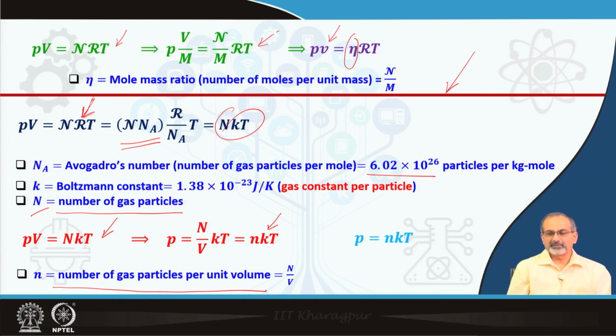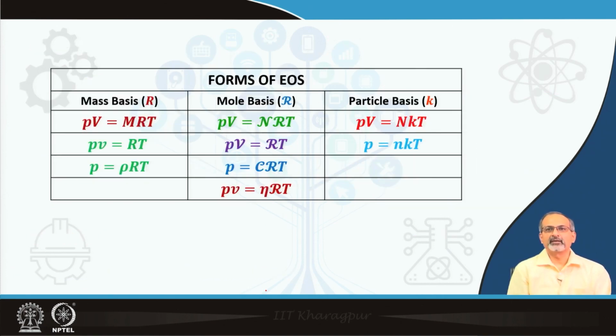So, we now have a fairly large number of forms of the equation of state. We can put them together in a very convenient manner over here, indicating the different forms of equations of state that we have visited over the last few slides. We can classify them broadly based on mass basis, mole basis, or particle basis, where, if you recall, the gas constants were different. One was the specific gas constant, the other was the universal gas constant, and the last one was the Boltzmann constant.